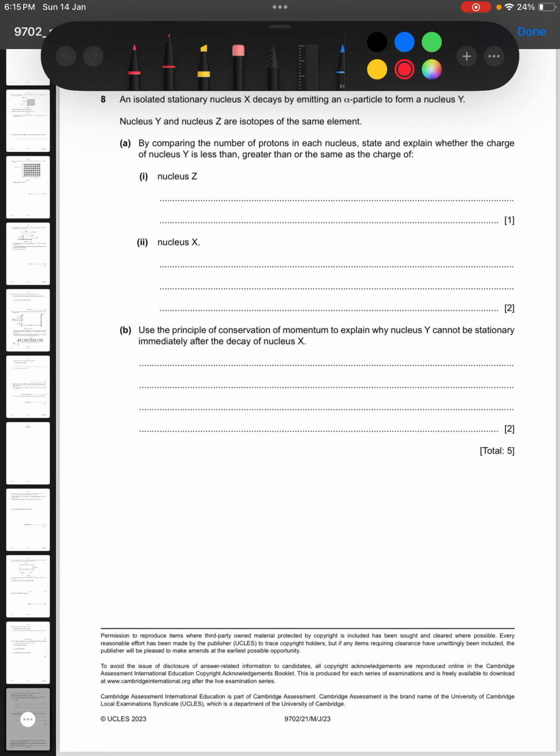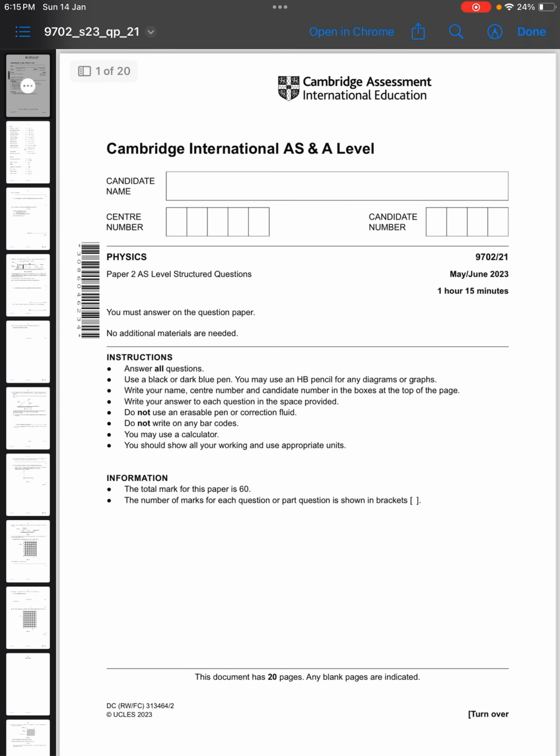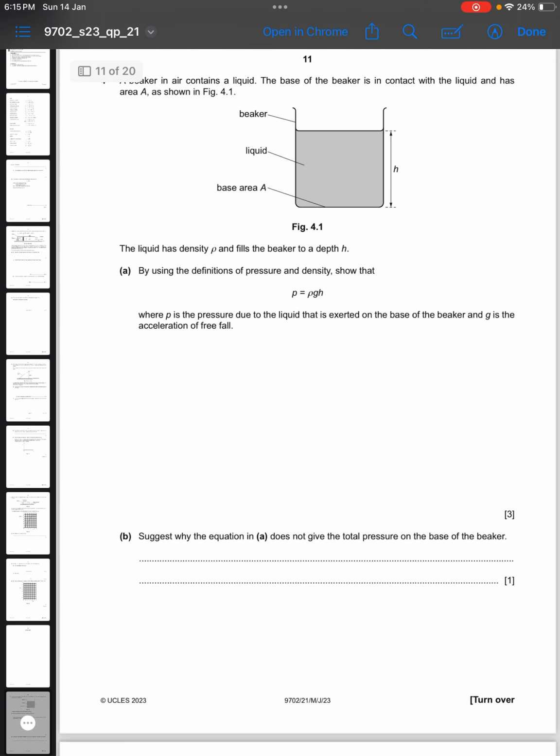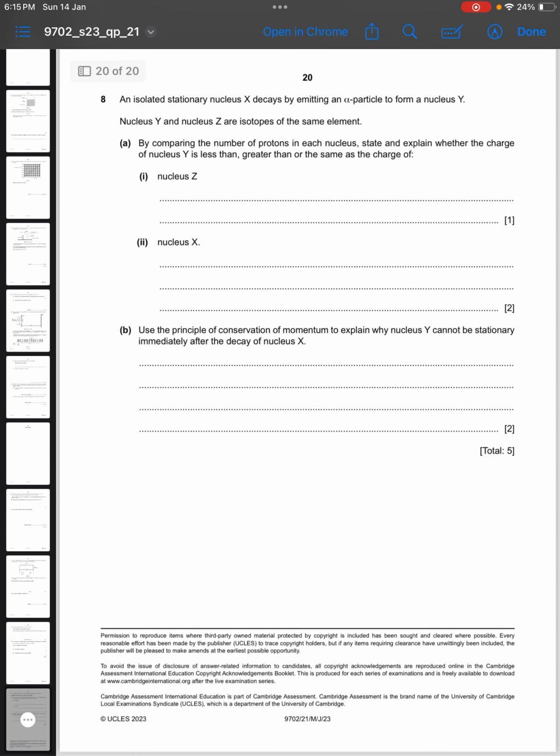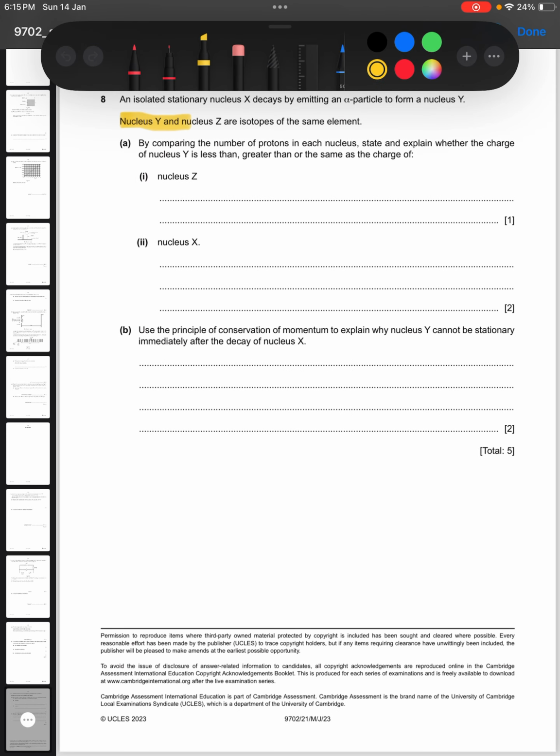Okay, so this is the last question of this paper. An isolated stationary nucleus X decays by emitting an alpha particle to form a nucleus Y. Nucleus Y and Z are isotopes of the same element. By being isotopes, I believe we can follow that they have the same number of protons.